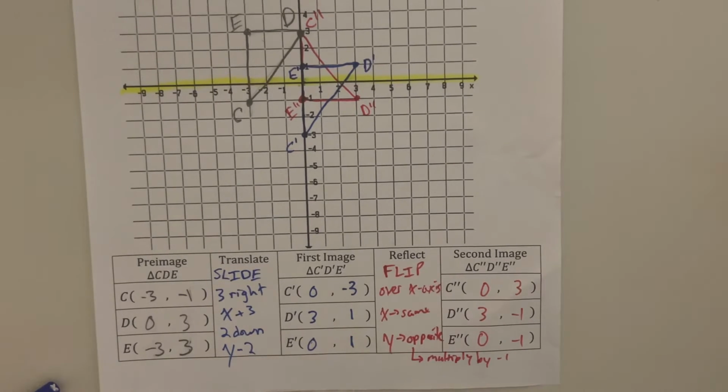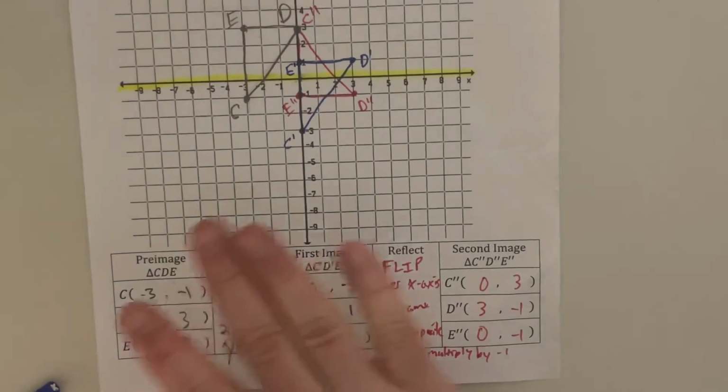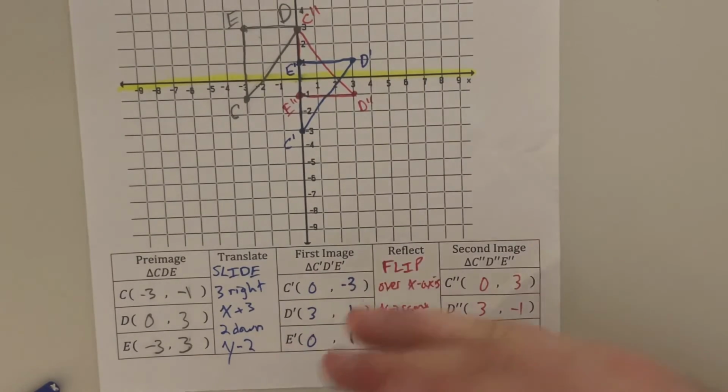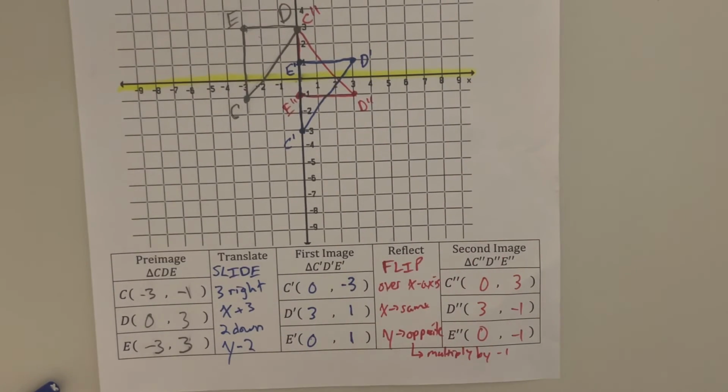Key takeaways: when you translate, you slide the same distance each time. When you flip, you have to make sure you're the same distance from the axis.